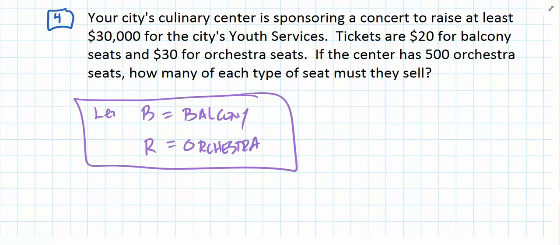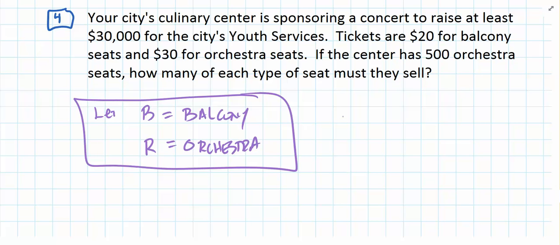Good, I like that. So, how much does each balcony ticket cost? B plus R equals 500? Yeah. No, I don't think so. R equals 500. Why? Oh, orchestra seats. Orchestra seats.